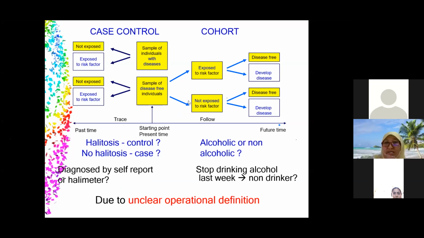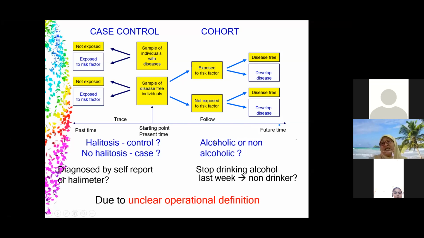Ini cohort study, ya. Cohort study is prospective kan. We start sample of disease-free individual, and then you follow people, those with risk factor and those without risk factor. For example, those who are smoking and those without smoking, and you follow who developed disease. Now, what happened in cohort study? Misclassification bias can occur when you want to classify siapa yang exposed to risk factor, siapa yang tak exposed.